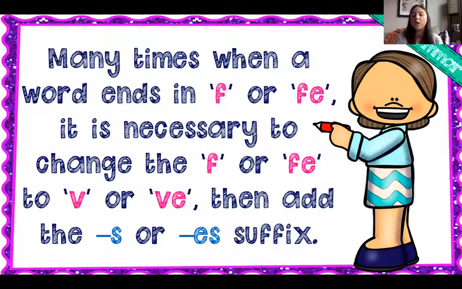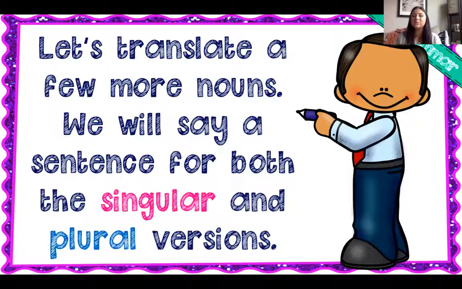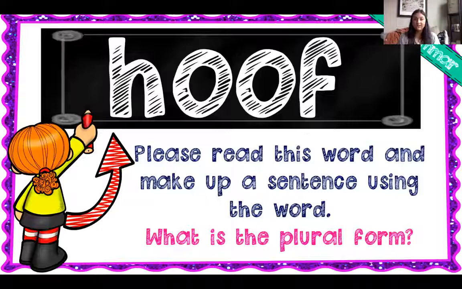Many times when a word ends in F or F-E, it is necessary to change the F or F-E to V or V-E and then add S or E-S. So we're going to take off the ending and either add S or ES. I'll see this in words like knife. It ends in the FE. I have to take off the FE and change it to VES to make the word knives. All right, let's translate a few more nouns. We will say a sentence for both the singular and the plural nouns.